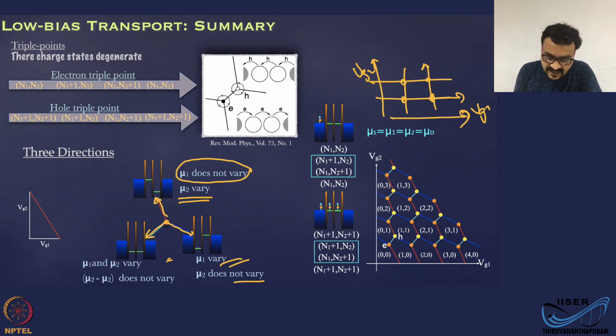Okay, so previously you had two directions as shown here. Now that has split into three directions, because you have now got a hexagonal or honeycomb stability diagram.